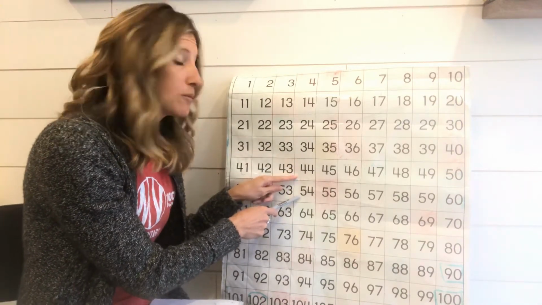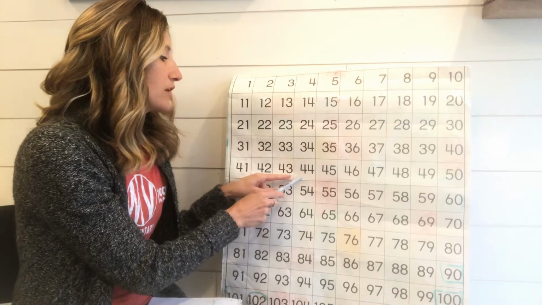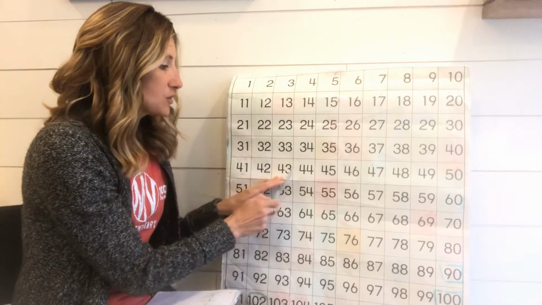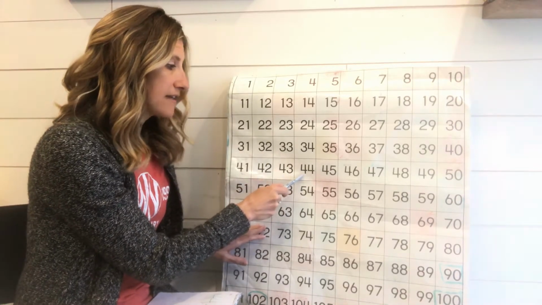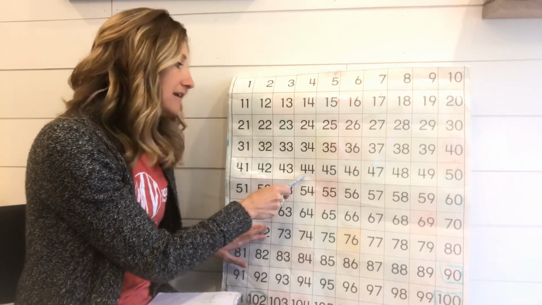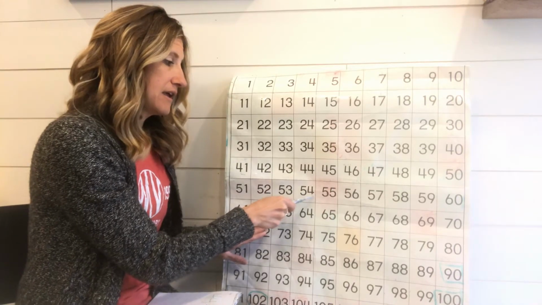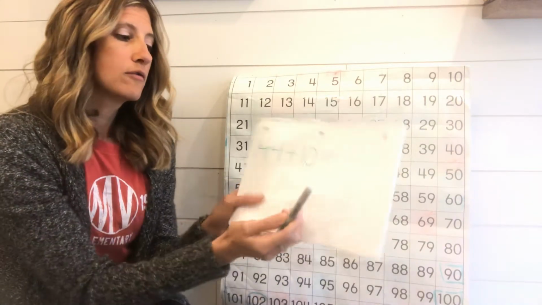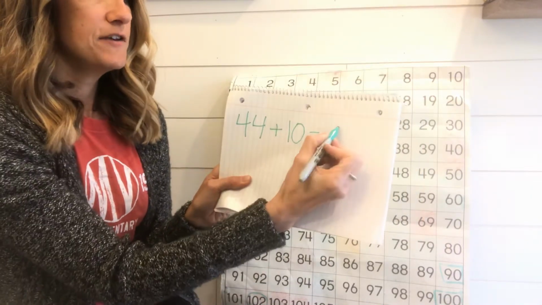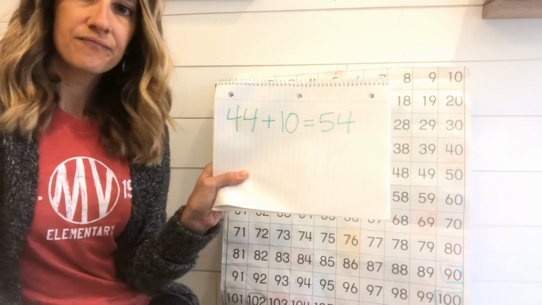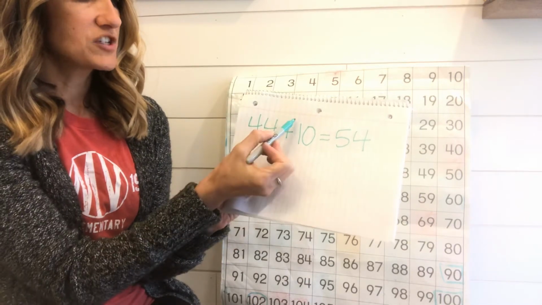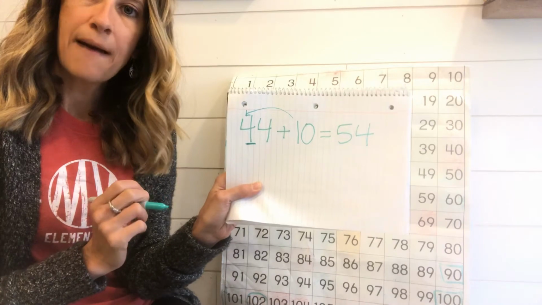But what you might already know about a 100s chart is when you go down 1, that is just like adding a 10. So here, with 44, we have 4 10s and 4 1s. So if we add one more 10, we now have 5 10s and 4 1s. So 44 plus 10 equals 54. The only number that changed was the number in the tens spot. We just added a 10 to that.